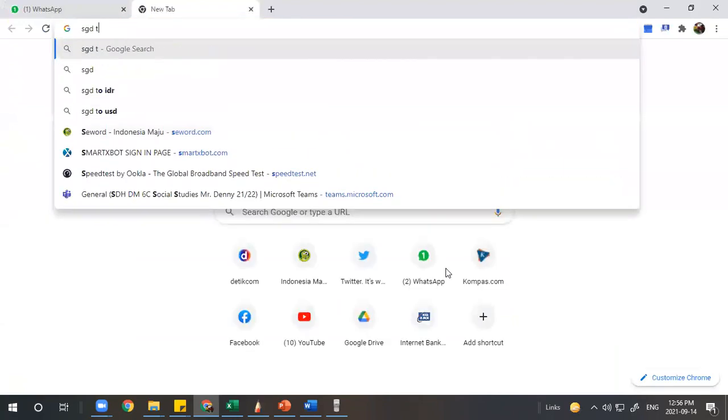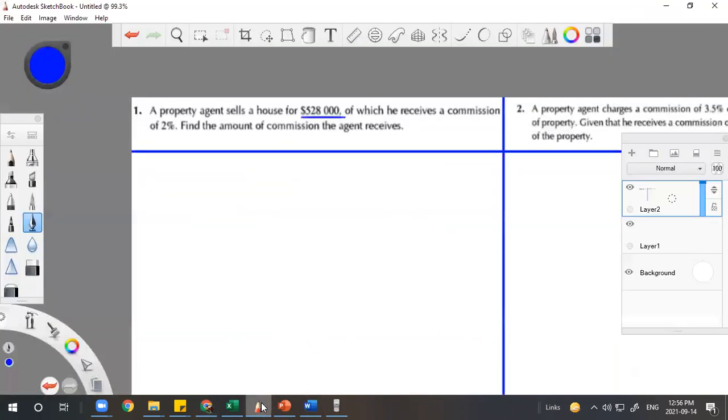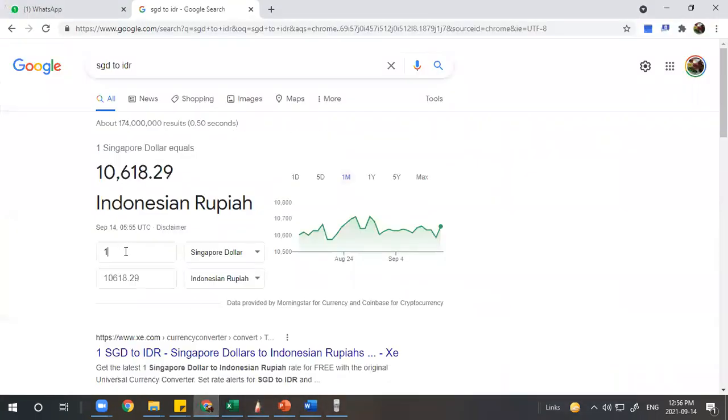Mau dicoba nggak? SGD to IDR. Singaporean dollar is almost 11,000 rupiah. Yeah, let's try. How many dollars? Coba kita cek. 528,000. Oh, 5 billion rupiah, 5.6 M guys. Ini apartemen di Singapura itu tinggi banget.